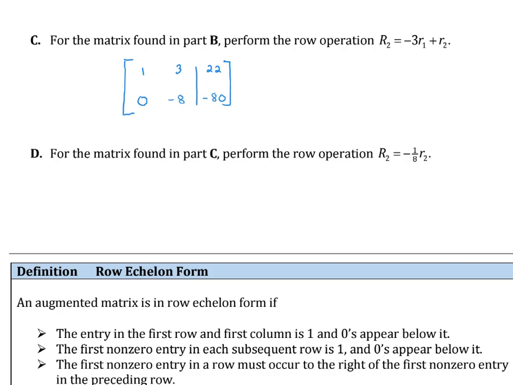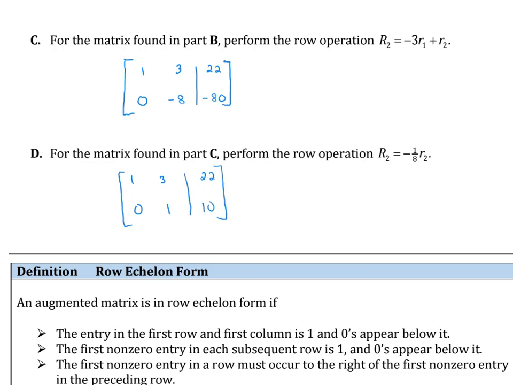Now we are going to take row 2 and multiply it by -1/8. So row 1 will remain the same. But the second row, I'm going to take 0 times -1/8, that's 0. We're going to take -8 times -1/8, that will give us positive 1. Negative 80 times negative 1/8 will be positive 10.